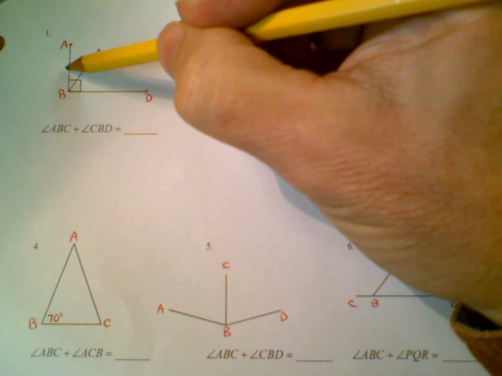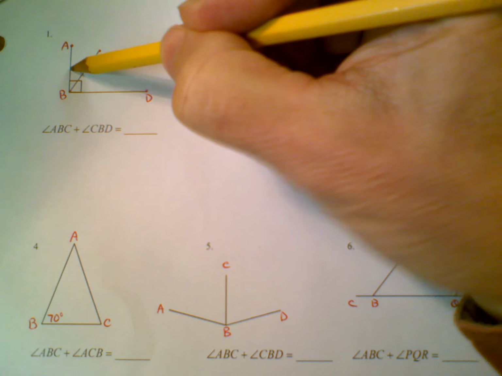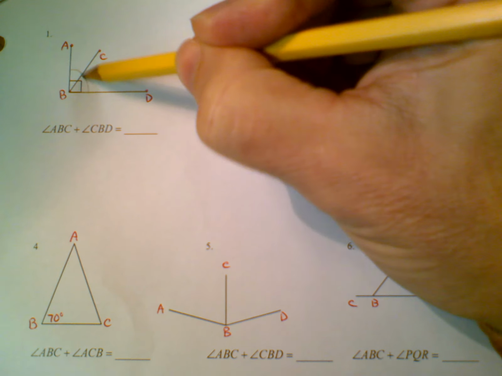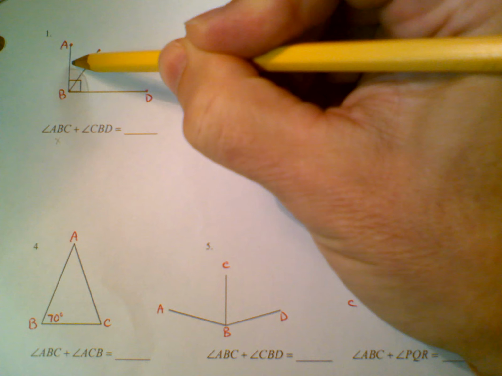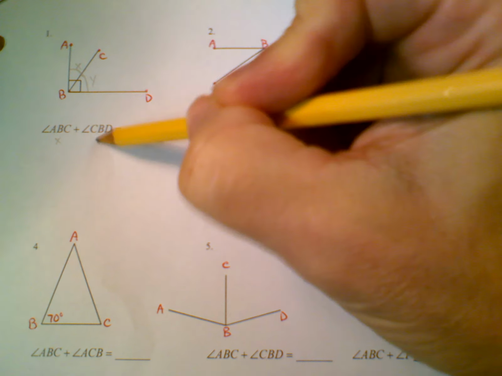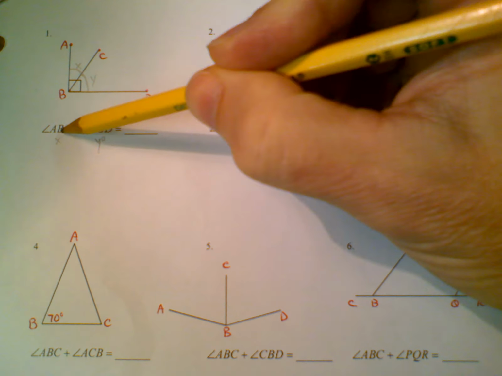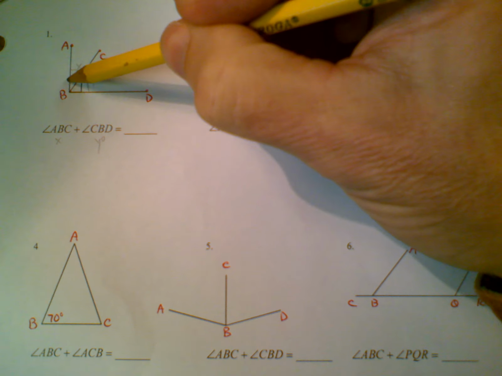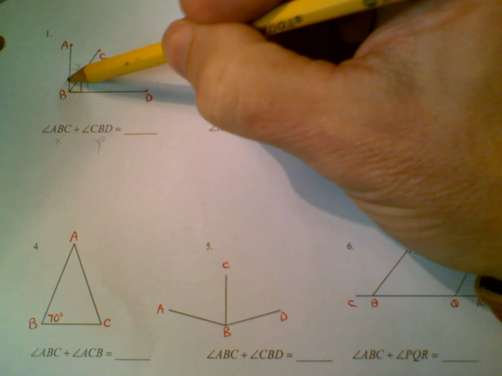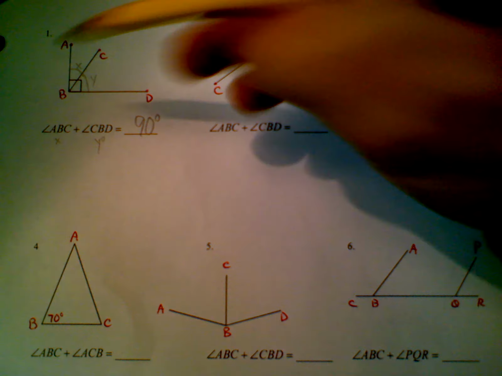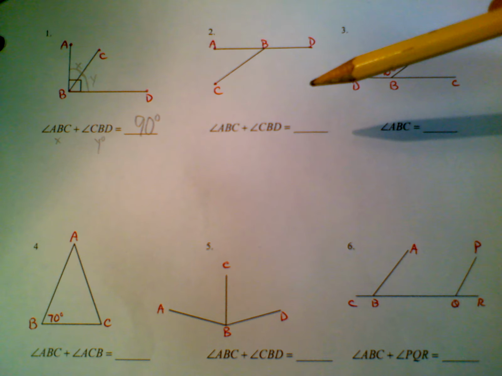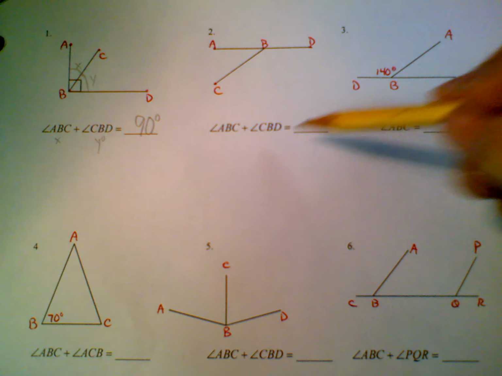Angle ABC, that's this angle here, plus angle CBD, that's that angle there. We might call that X degrees, we might call that Y degrees. I cannot know what either one of these angles is individually, but for sure, because of that right angle mark, they are adding up to 90 degrees. If that right angle mark were not there, I would not know what these two angles add up to. Okay. How about this one here?